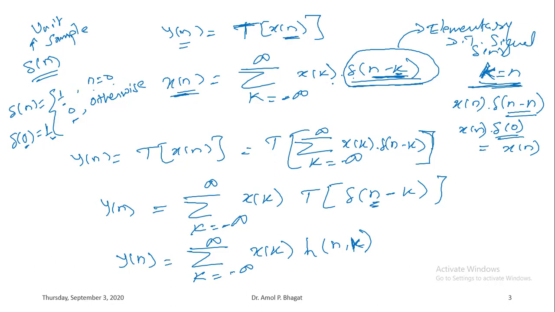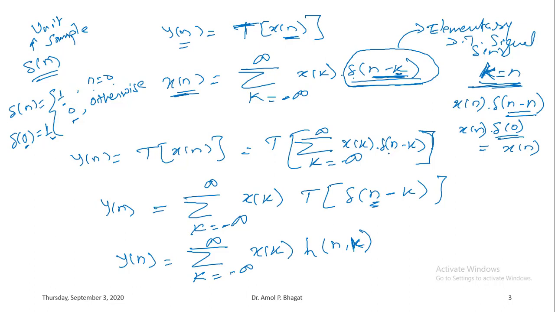So now we are applying this input x of n to the system. The response will be represented as y of n, but we have represented x of n as a combination of this elementary discrete time signal. So we'll be replacing x of n with summation k equals minus infinity to infinity x of k into del of n minus k.